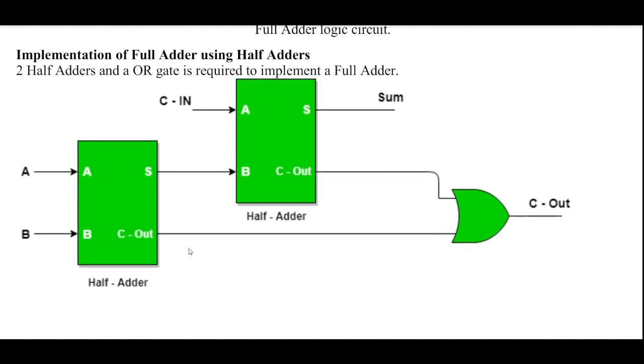From the first half adder, the sum is passed as an input to the next half adder. Then we take that sum as the final sum, and the carries are combined to get the resultant full adder carry. Once more, we use two half adders and an OR gate to construct a full adder. Now let's construct this using the logic gates.